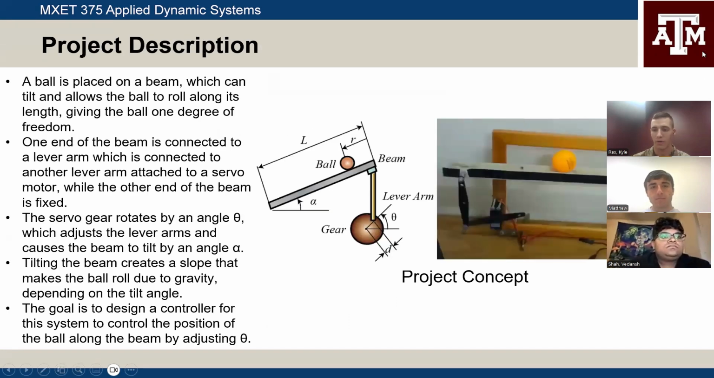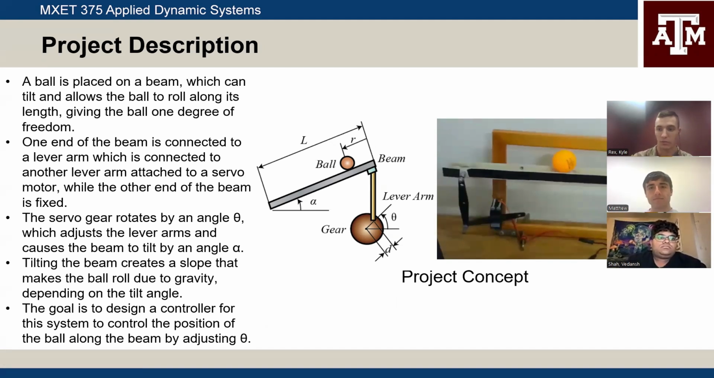All right, so for our project, we focused on, like I said in the title, a ball and beam. So basically, the premise of this is a ball is placed on a beam, and that beam can tilt, allowing the ball to roll along the beam. And so that gives the ball 1 degree of freedom along that beam.